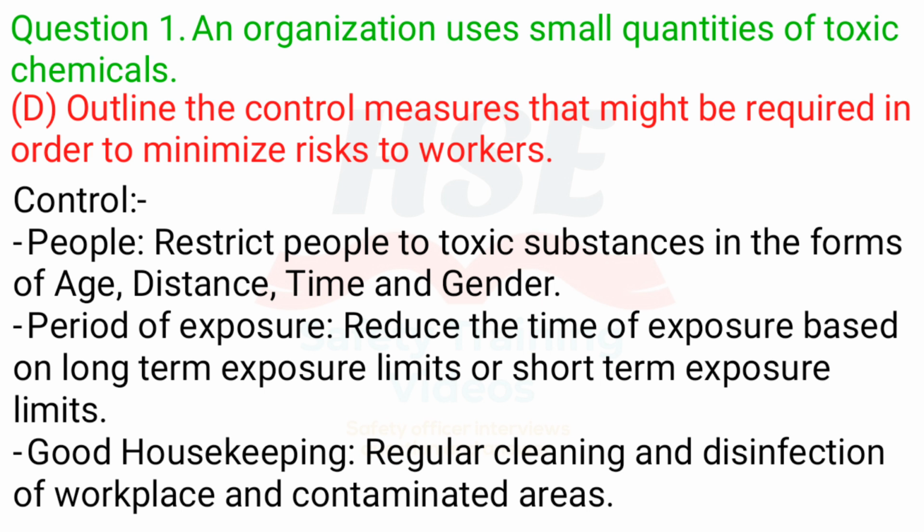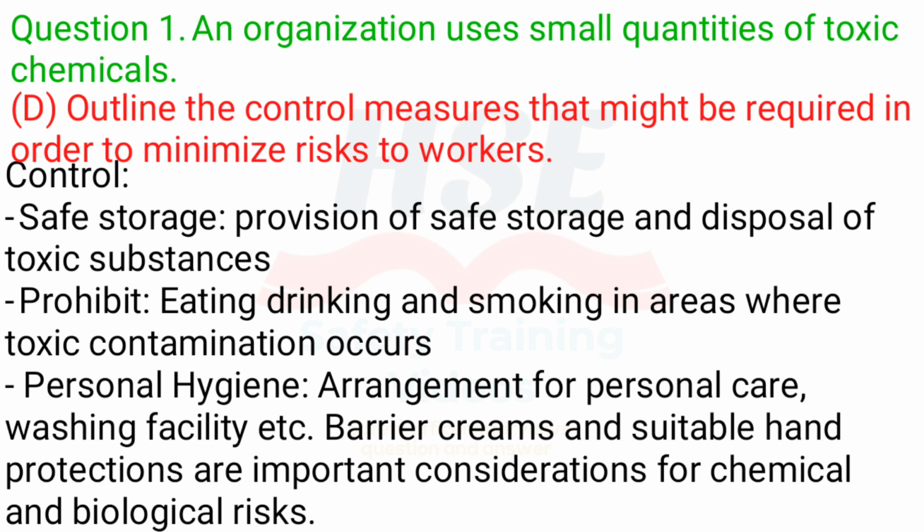Control people: restrict people's exposure to toxic substances in terms of age, distance, time, and gender. Period of exposure, reduce the time of exposure based on long-term exposure limits or short-term exposure limits. Good housekeeping, regular cleaning and disinfection of workplace and contaminated areas. Safe storage. Provision of safe storage and disposal of toxic substances. Prohibit eating, drinking and smoking in areas where toxic contamination occurs.